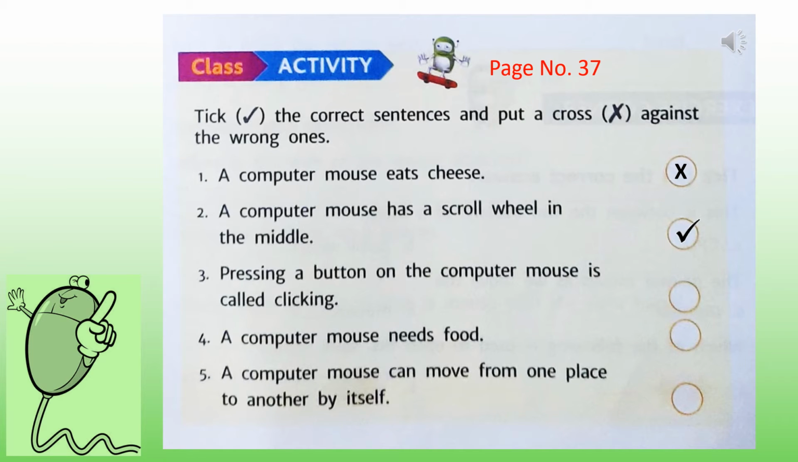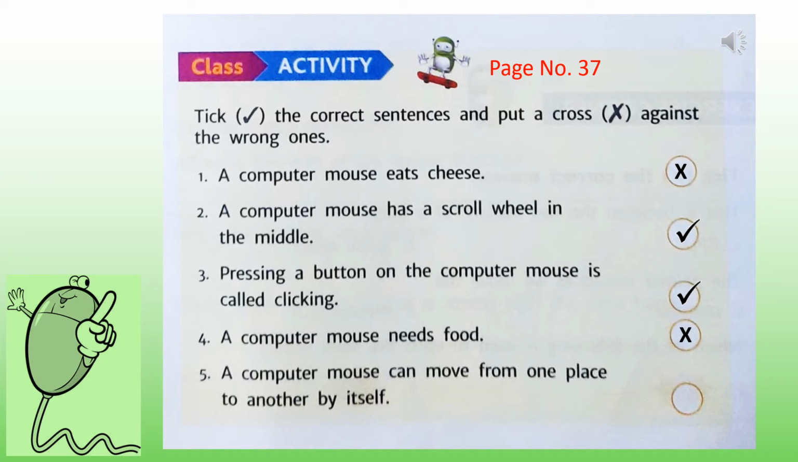So put a tick. The third question is, pressing a button on the computer mouse is clicking. So we have told that any press which we do on the button of the mouse, we call that clicking. So you can put a tick there, it is right. A computer mouse needs food. Of course, it is wrong. So we put a cross there.